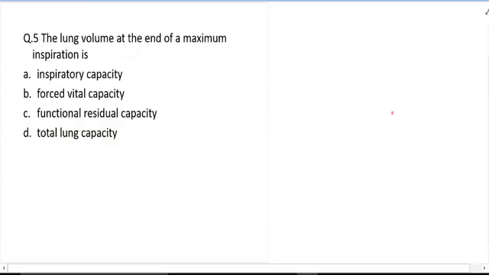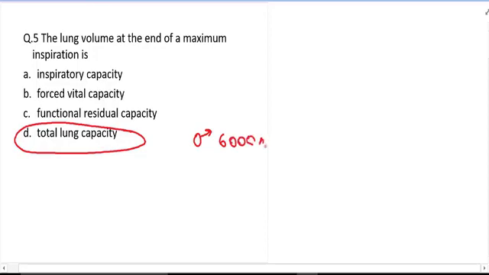Let's look at the next question. The lung volume at the end of a maximum inspiration, when the lungs are fully inflated, will be equal to the total lung capacity. And total lung capacity in the case of males is about 6,000 ml, and in the case of females about 4,200 ml.